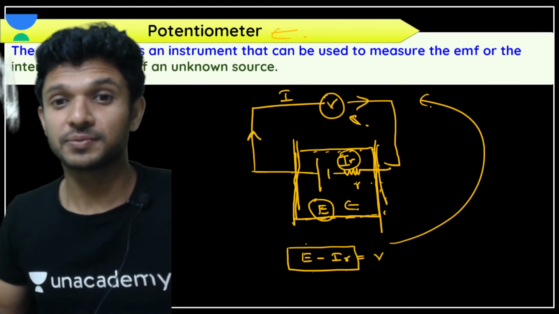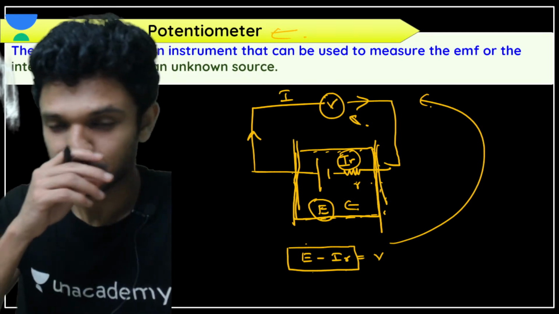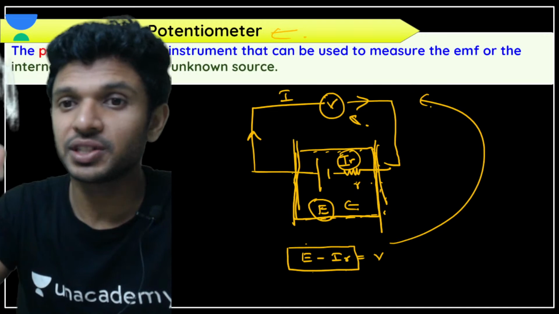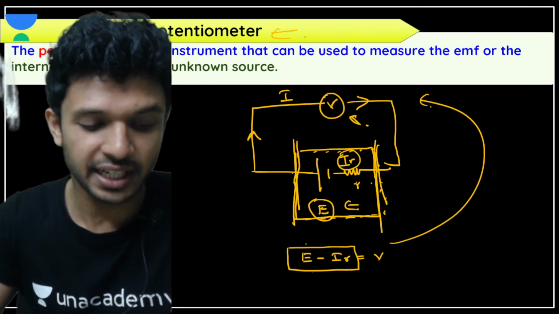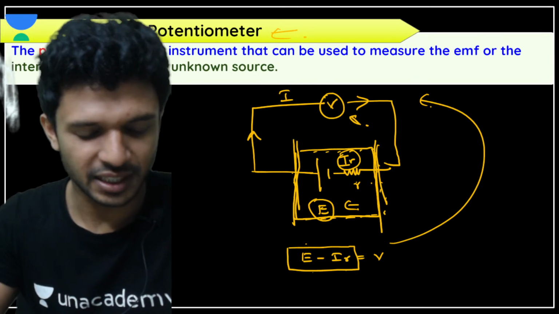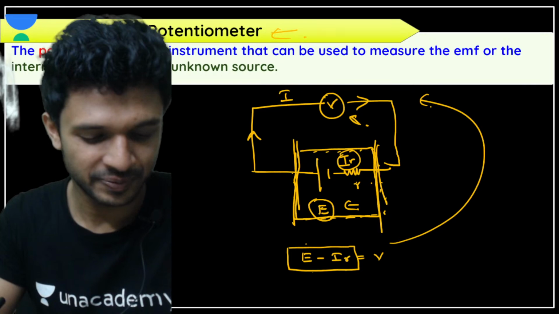आ गया बच्चा लोग? कोई डाउट्स नहीं है? Okay. So now you understood why we need another device for measuring the EMF, which we call a potentiometer. समझ भी आ गया, मज़ा भी आ गया, है ना? थोड़ा स्माइल भी आ गया चेहरे पे. और क्या चाहिए?